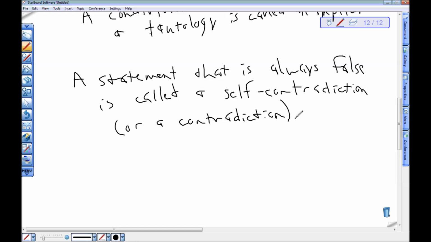Most statements that we deal with are neither tautologies nor contradictions, but they show up. They have special names. I thought I'd mention it.